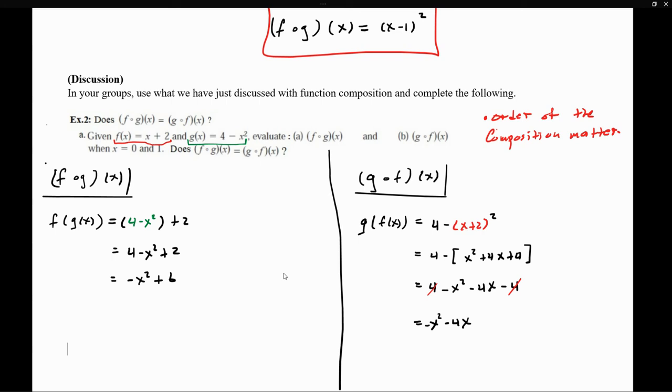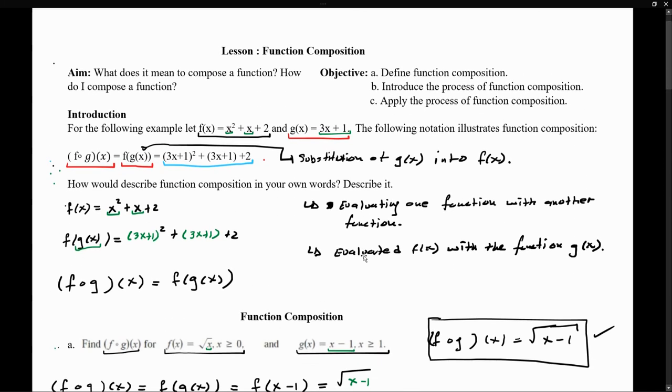And I'm aware that perhaps here we have not completely finished the example, because it says, well, are they the same whenever x is 0 and 1? We can leave that as an exercise for you to practice on. And with this, it concludes our lesson for function composition.